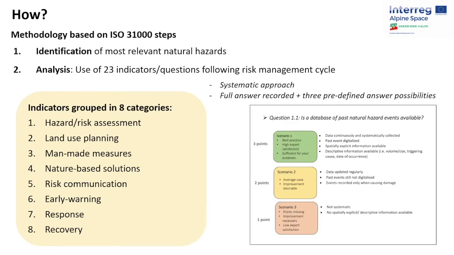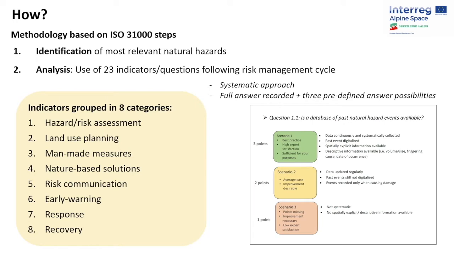So thanks to the use of the 23 indicators, the rapid risk appraisal is a systematic approach which can be replicated in a similar way in all the different study areas. For each indicator or question, not only is the full answer recorded, but also the experts have to decide upon one among three different scenarios, reflecting their satisfaction on that available tool represented by each indicator.